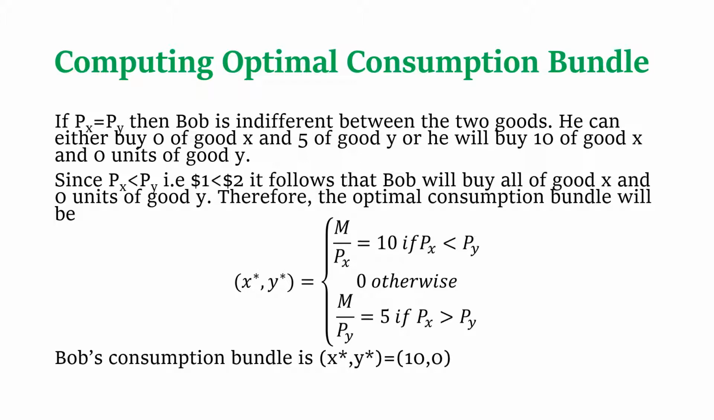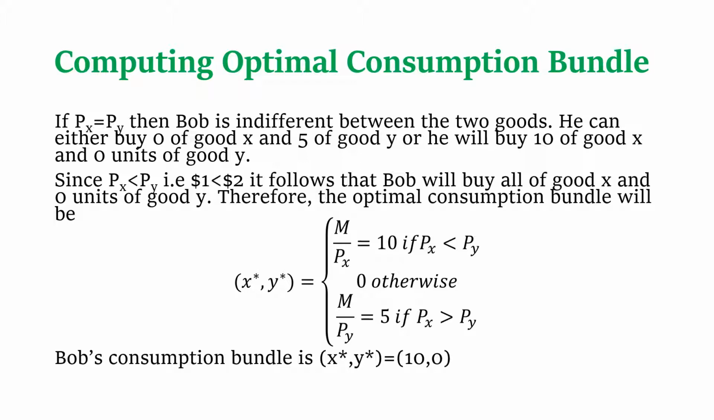And then 0 otherwise. So therefore, Bob's consumption bundle is (X*, Y*) equal to (10, 0). So this is what Bob is going to do. He's going to spend all his $10 on good X. Why? Because good X is relatively cheaper than good Y. So he's going to spend all his income on good X. So that is the solution.